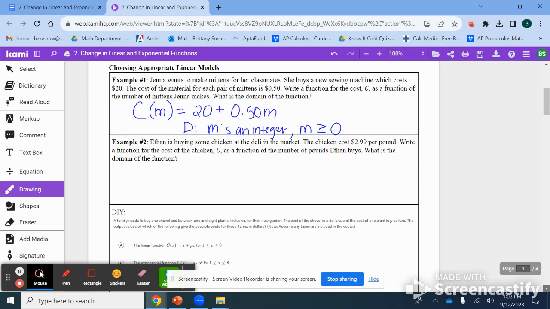Okay. Ethan is buying chicken at the deli. Chicken costs $2.99 per pound. Write a function for the cost of the chicken, C as a function of the number of pounds Ethan buys. What is the domain? So again, it wants us C.